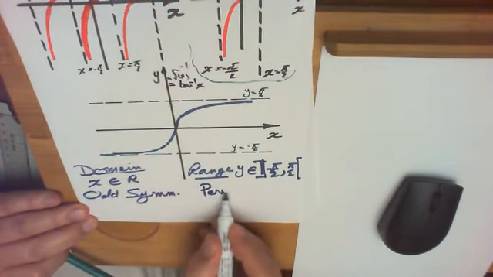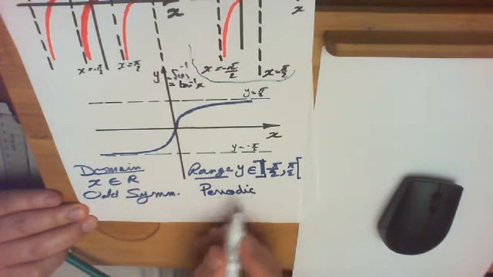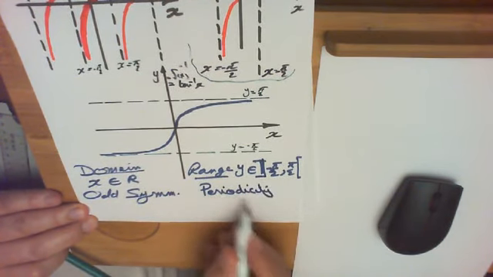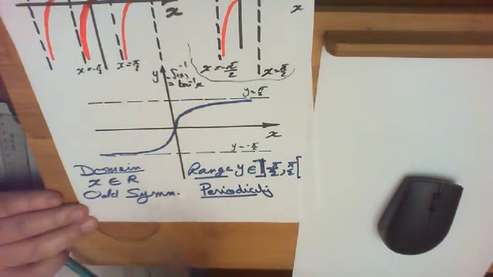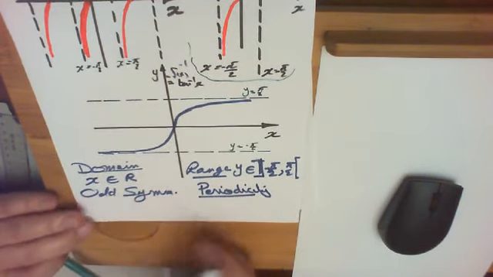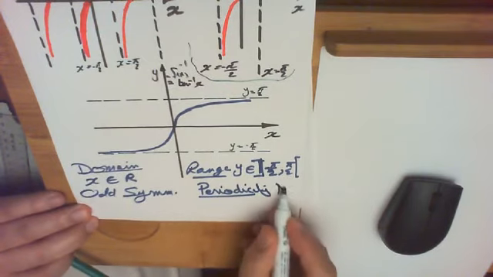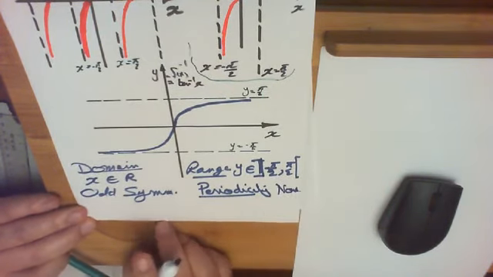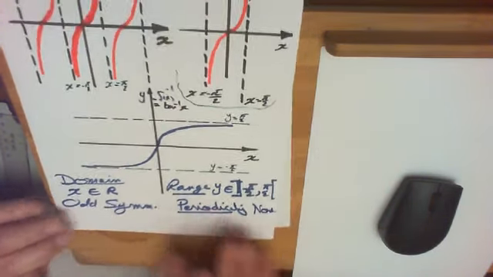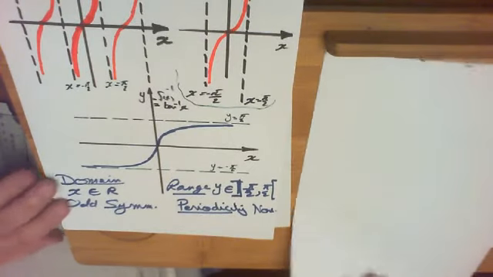Periodicity, none, as we told many times before. Only the six functions, sine, cosine, tan, cotan, sec, cosec, these functions only are periodic, and the inverse functions are not periodic, none. Okay? What about its derivative? Let us calculate it.